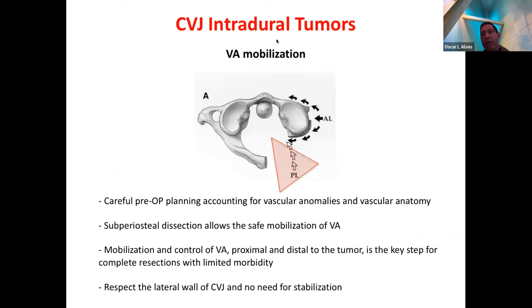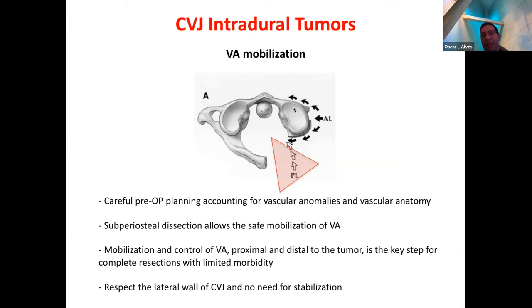As a conclusion, for vertebral artery mobilization at the craniovertebral junction in intradural tumors, you need careful preoperative planning, accounting for vascular anomalies and the vascular surgical anatomy. It is very important to do this subperiosteal dissection to allow safe mobilization of the vertebral artery, which is essential to control the vertebral artery proximal and distal to the tumor. This is the key step for complete resection with limited morbidity.